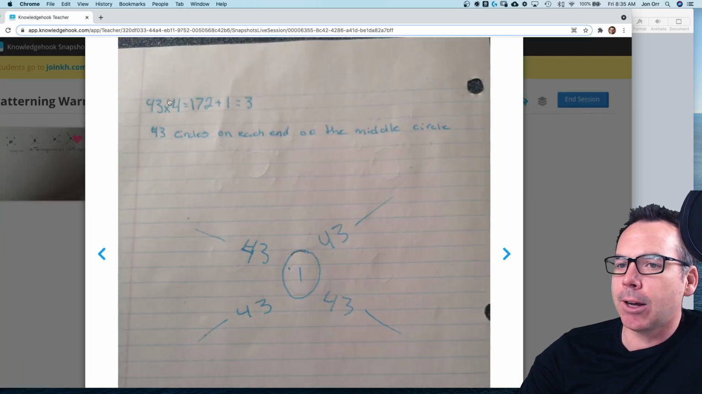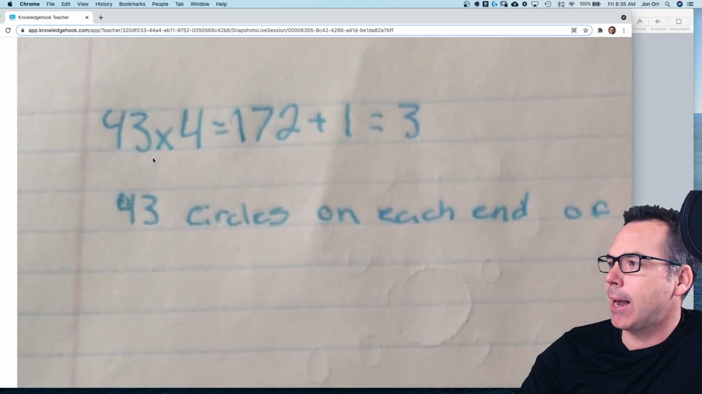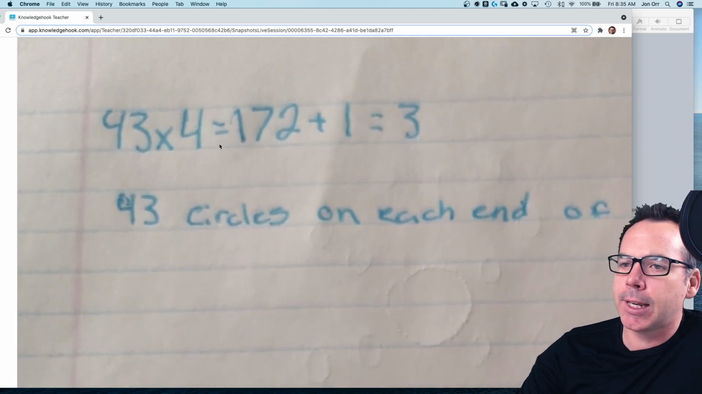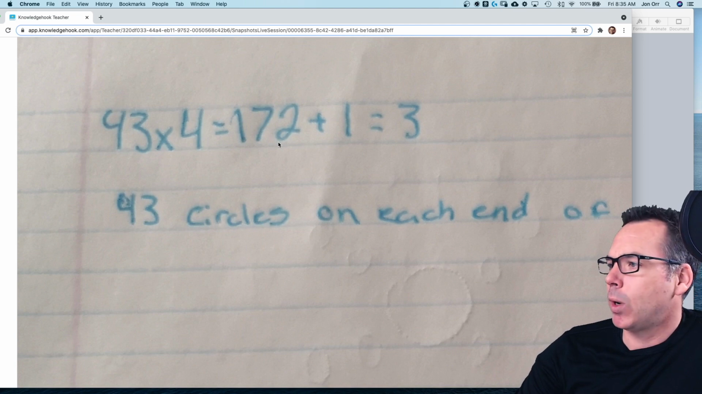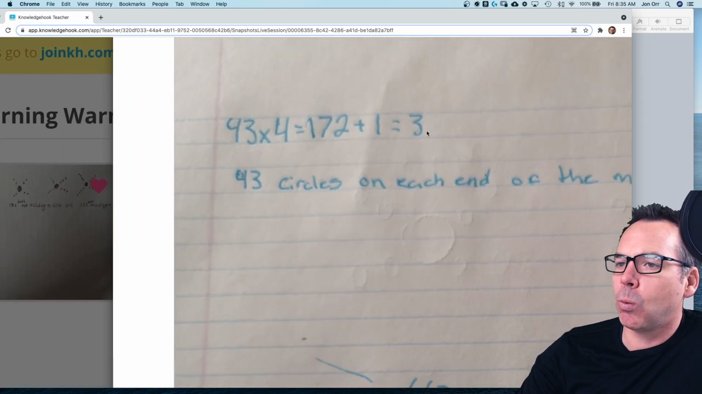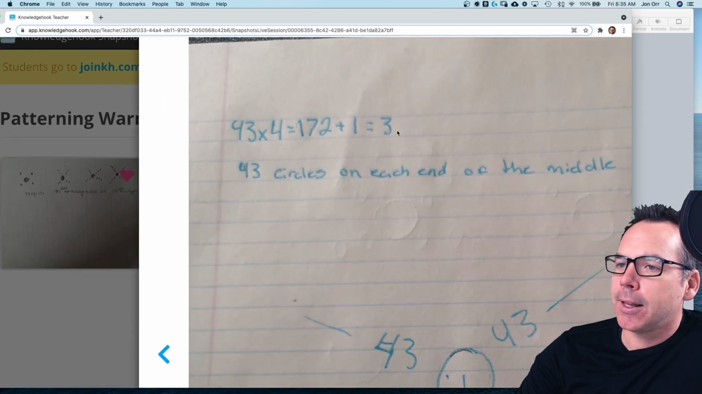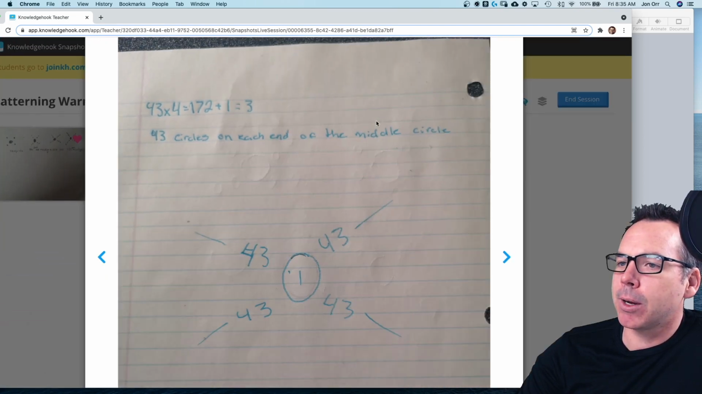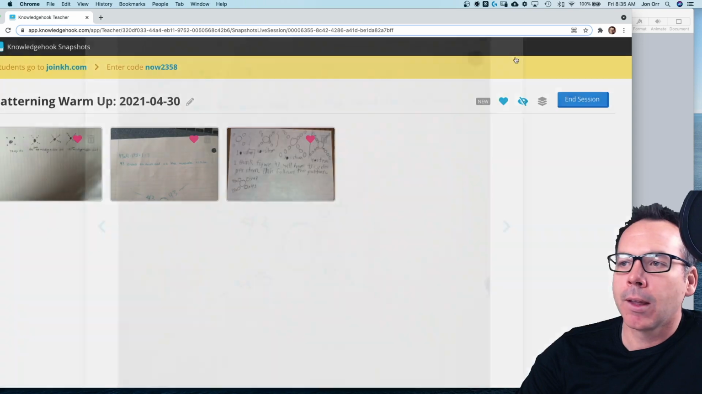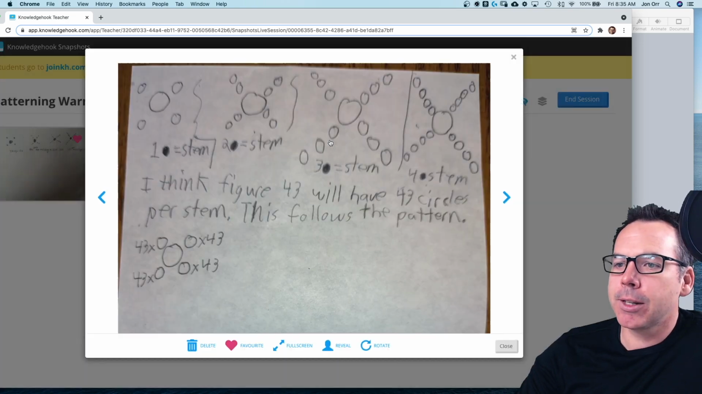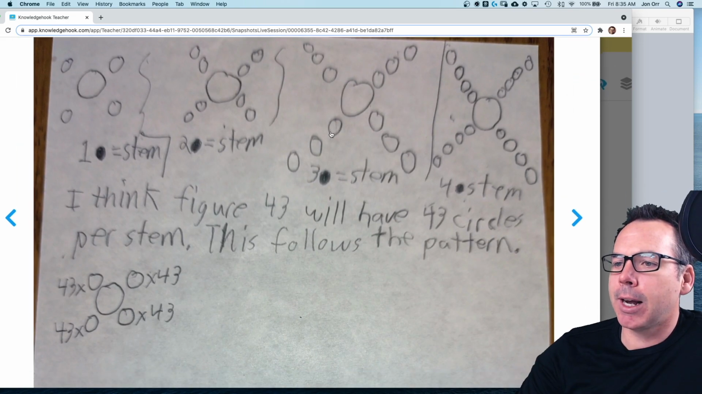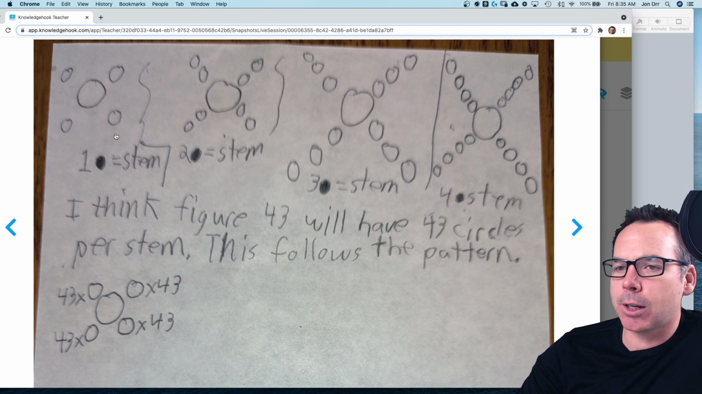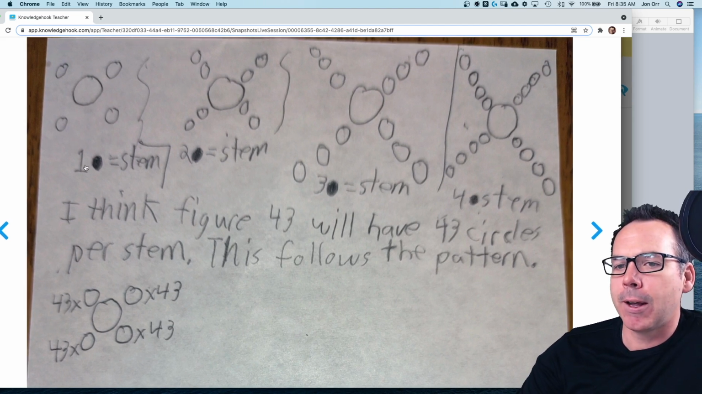And so you can see that calculation right up here, that there's that same 4 groups of 43, and then that gave us 172, and then we added that 1 in the middle. And I'm sure this meant to say 173 up here instead of just equals 3. Let me bring you another one right here. Here's another one. Check this one out. Same idea, but I like this representation.